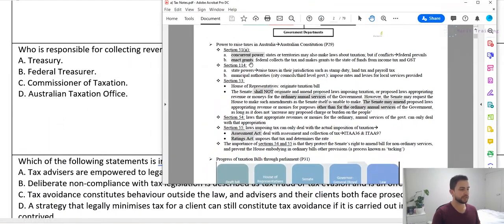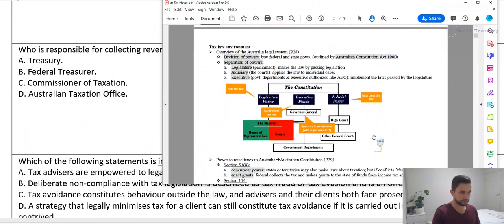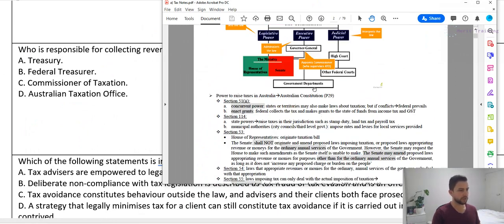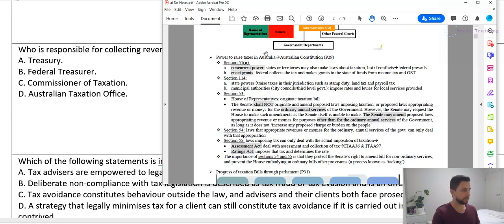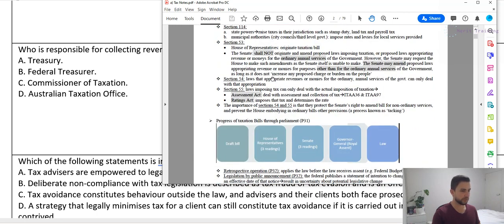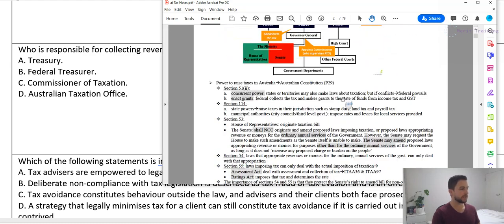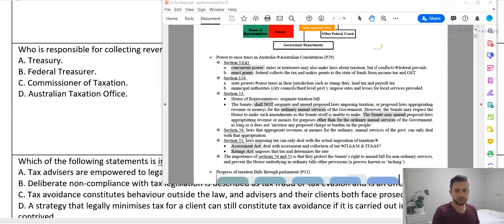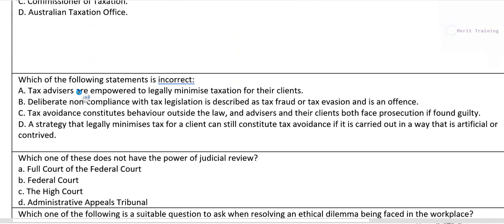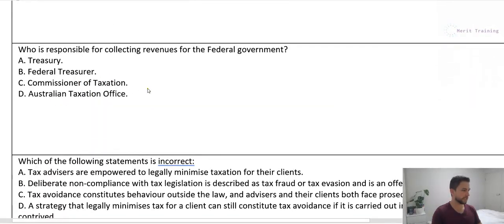obviously Treasury is a department within government which spends the money. That's government department down here. That's not necessarily related to collecting the revenue. So this is probably more of a logic question to figure out the answer. So logically, we can tell it's D. The ATO defers semi-judicial powers to the Commissioner of Taxation, but it is the ATO itself, which is the respective body responsible for collecting revenue. Okay, so just to clarify, D is the correct answer.